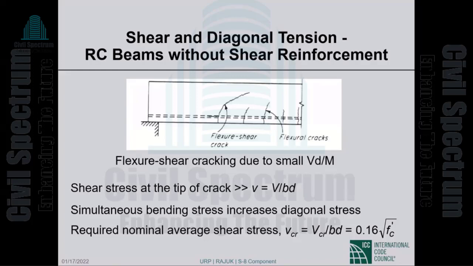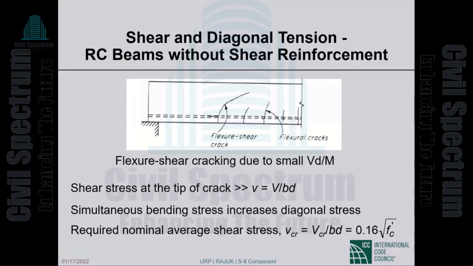Now, flexure shear cracking happens at a significantly lower stress than the 0.29 square root of f sub c prime value that I showed you on the previous slide. It tends to happen around half of that. We take it as 0.16 square root of f sub c prime. So web shear cracking stress is 0.29 square root of f sub c prime. Flexure shear cracking stress, on the other hand, is 0.16 square root of f sub c prime.